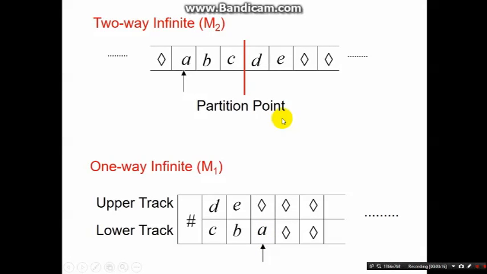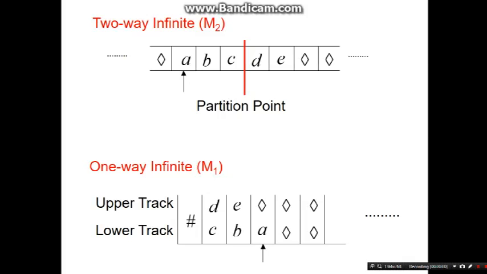Also, according to the theorem, the two-way infinite Turing machine is equivalent to the one-way infinite tape Turing machine. So, in order to convert the two-way Turing machine to one-way, we are going to divide this two-way infinite tape depending on the partition point. So this right part of the partition point represents the upper track of the one-way infinite Turing machine.